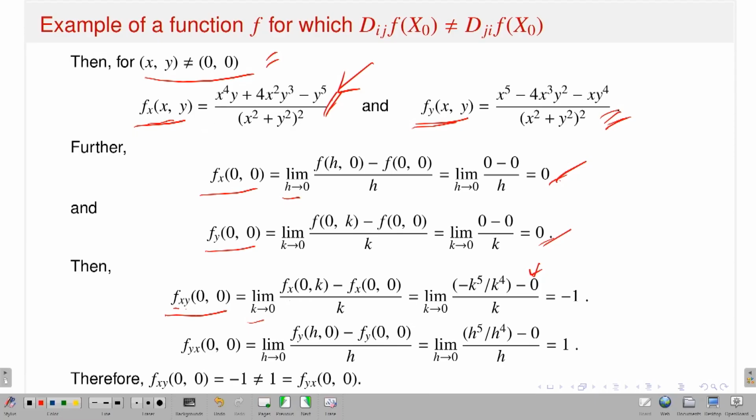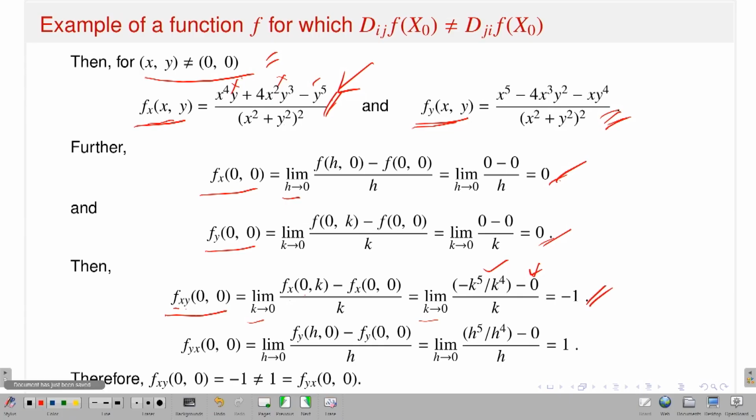If I evaluate at 0, k, then what will happen? That means f_x at (0, k), where x is 0, y is k. So x is 0 means this term will not be there, this term will not be there. So only the k part, that means minus k^5 will be there, and you have a denominator, x is 0, y is k, that means k to the power 4. So this should be minus k^5 divided by k^4. And f_x at (0,0), I just said that this is 0, so we will have the limit as k approaches 0 of minus k^5 divided by k^4 times k, that means k^5 gets cancelled, so we will have minus 1.